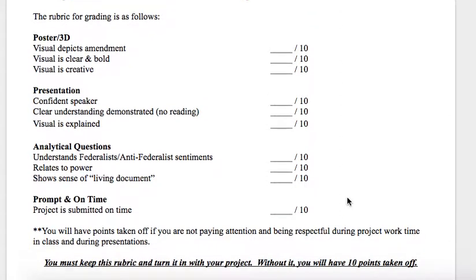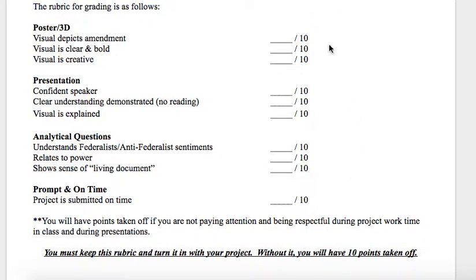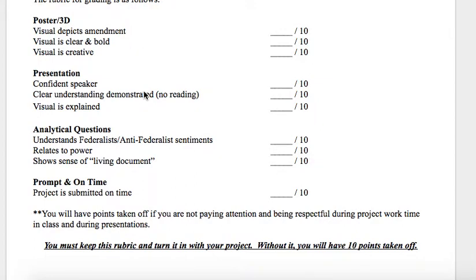All right, so here are the criteria I'm going to be looking at, and when I watch your presentation, this is what I'm going to be looking at physically on your rubric. Does your visual actually have something to do with the amendment? That's 10 points. Is it clear and bold, so that people around you can see it without straining their eyes? Is it creative, or is it just some nonsense? Don't do that. You guys are creative. Let your creative juices flow.